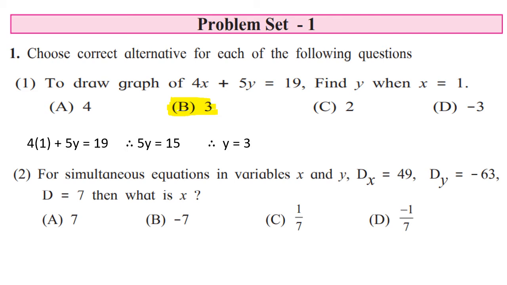Cramer's rule. Recall Cramer's rule, that we are finding three determinants D, Dx and Dy, and then we apply Cramer's rule, that x is equal to Dx by D and y is equal to Dy by D. Okay, so here we are going to use Cramer's rule. By Cramer's rule, x is equal to Dx by D. That means 49 divided by 7. So your answer is what? 7. So the correct option is A. Okay, you can write down that the correct option is A here.